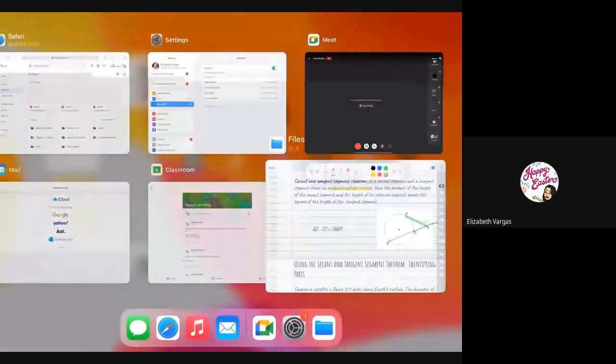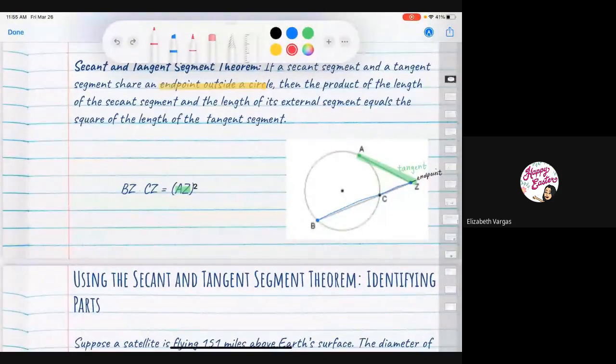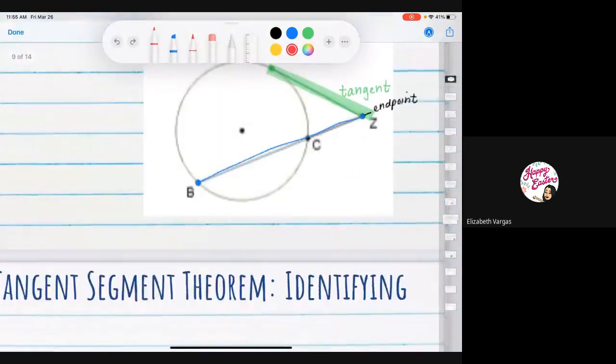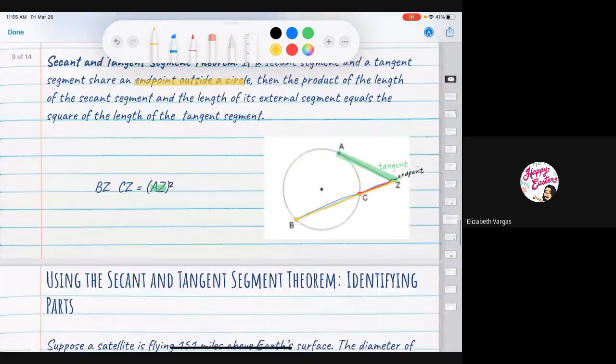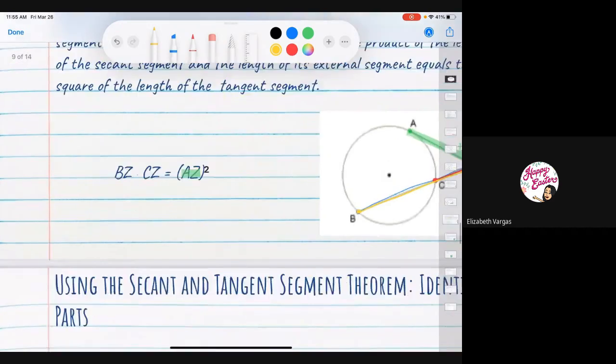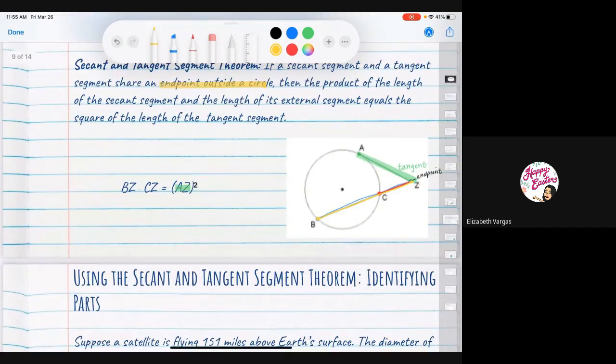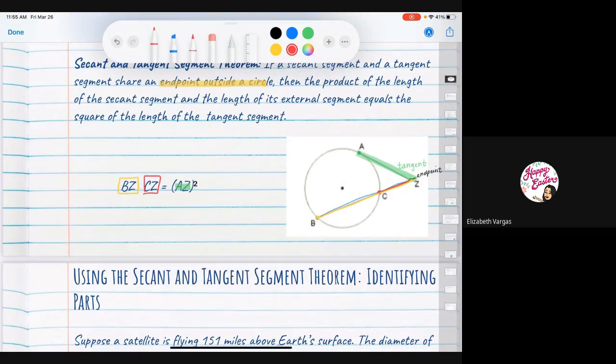Okay. So basically, I can take the entire distance of my tangent and square it, and that should be equal to the parts of my secant multiplied by the entire length of my secant. Okay, so that's what this is saying. So B to Z was the entire length of my secant, and C to Z is my part of my secant. So that's what it's telling me.